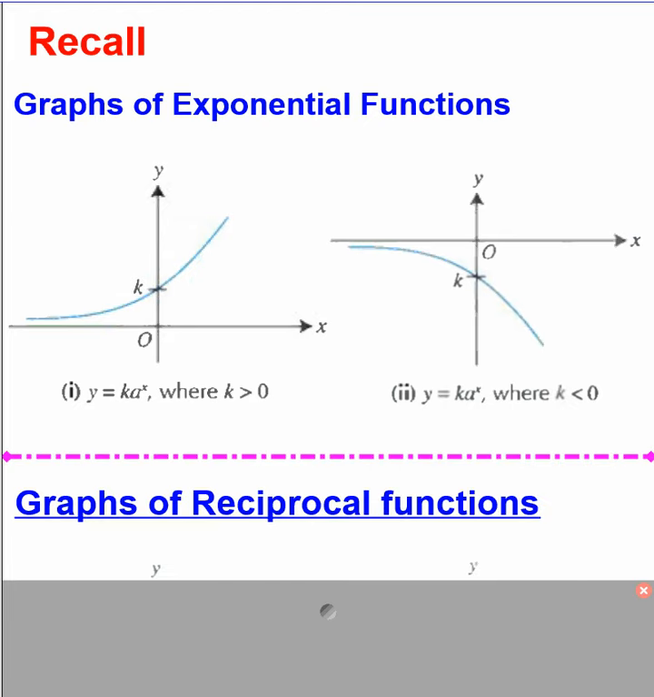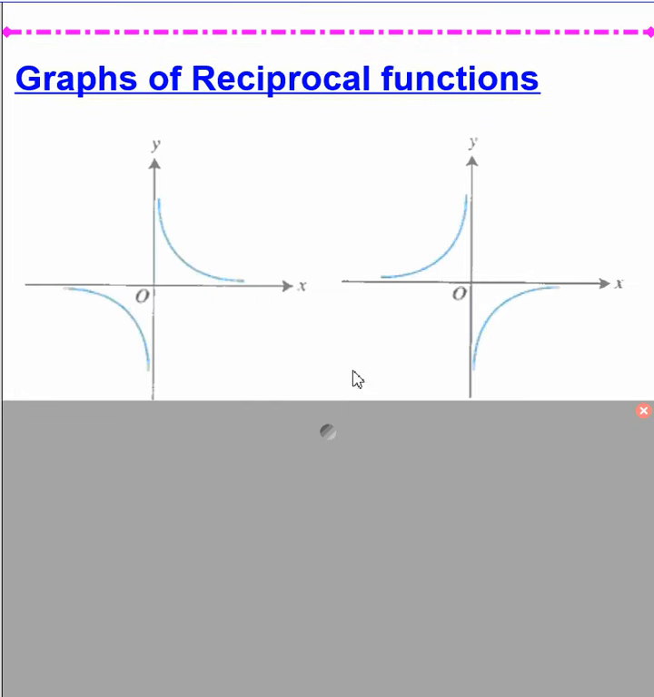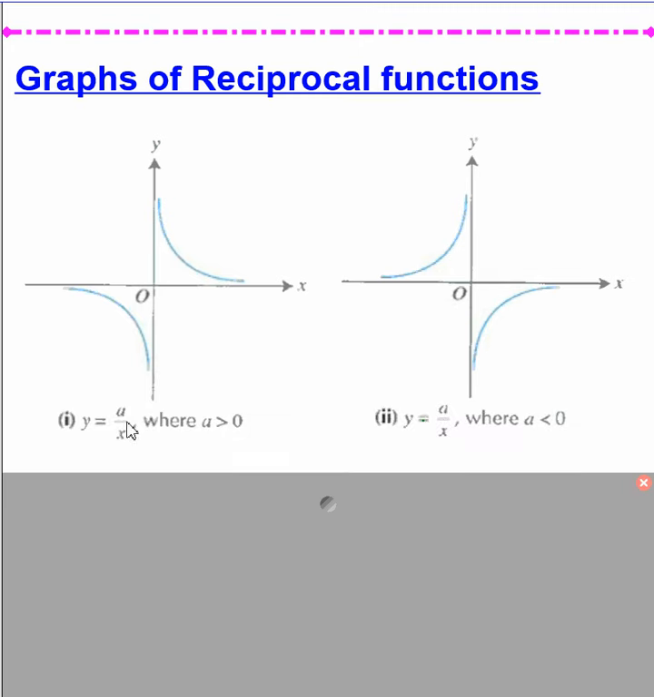Now, what are graphs of reciprocal functions? The reciprocal function graph looks like this. The equations are those where x is in the denominator, and a number, any number a, is in the numerator. If a is greater than 0, then the shape of the graph will be like this. It will not touch the x-axis or y-axis, so these are basically asymptotes. If a is negative, then the shape of the graph will be like this. This is called the graph of reciprocal functions.